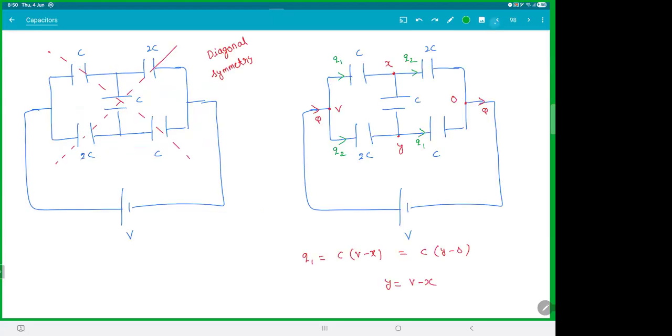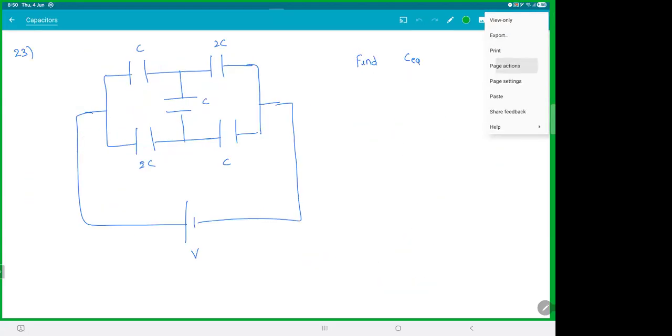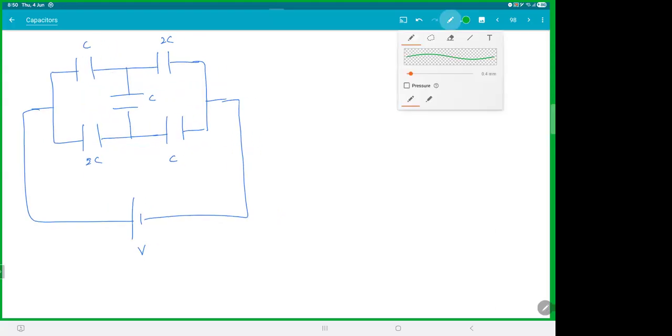Okay, let's see. So this is how you start. Let this be V, let this be 0, let this be X, and let this be V minus X. Just doing this, you eliminated one variable. Let this charge be Q1, let this be Q2, and let this be Q3.